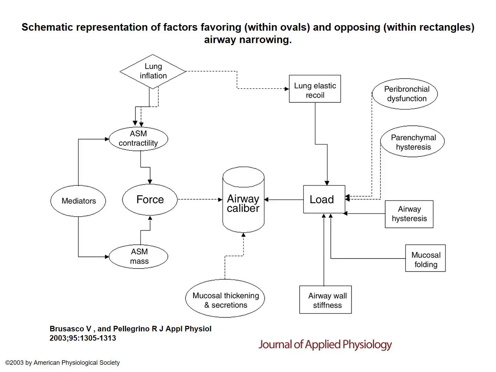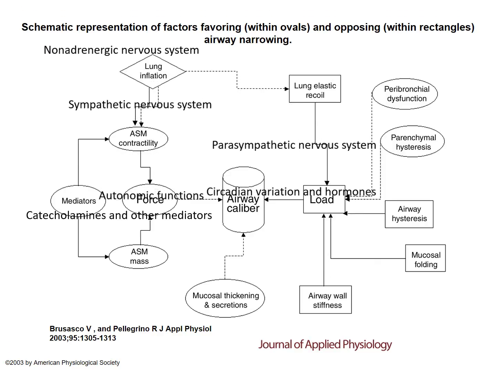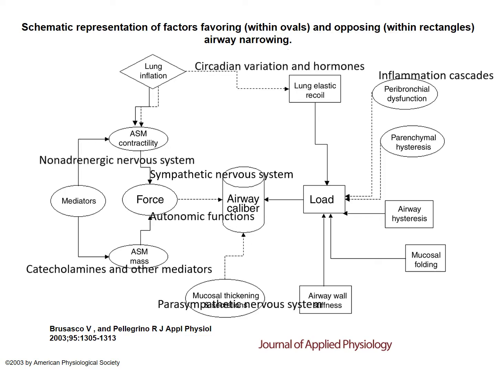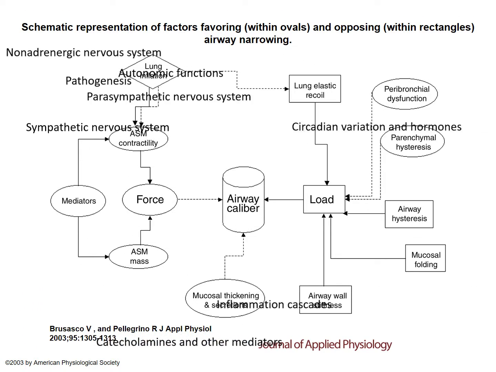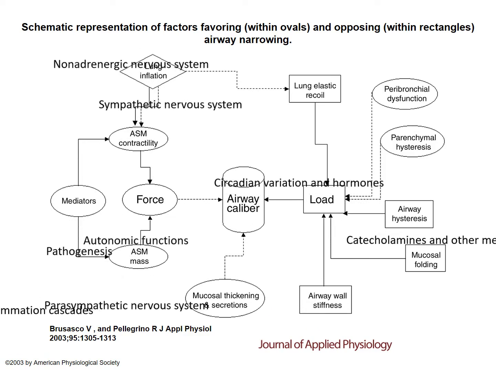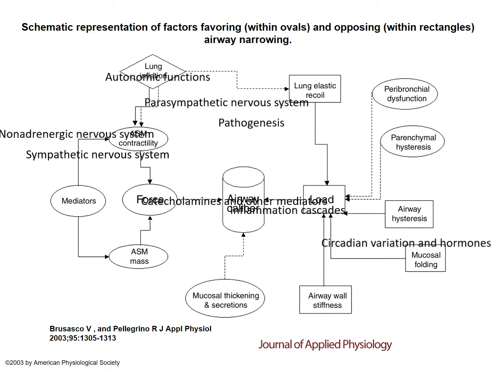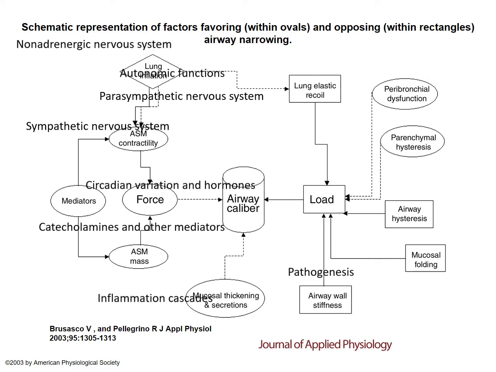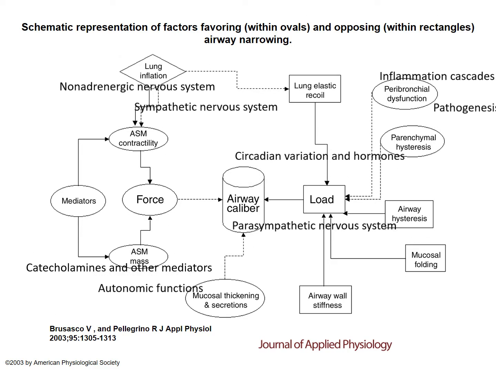I tried to add a few things to jazz it up, because we've got other systems here. And I think you're getting the message here. It's a complicated system, so why would we expect anything other than a variable response in that particular individual?